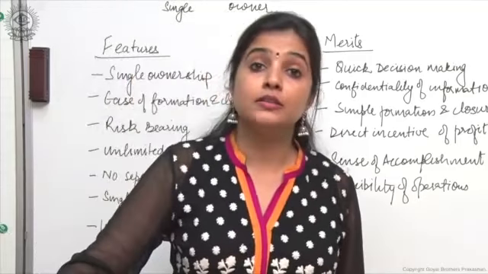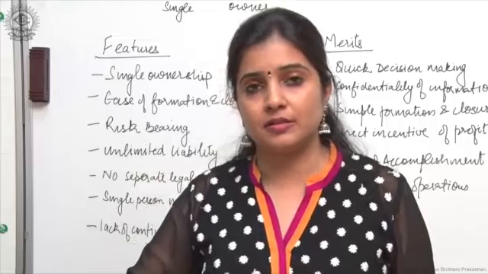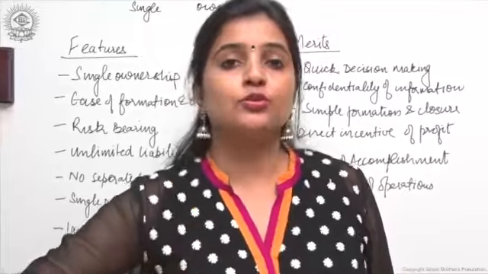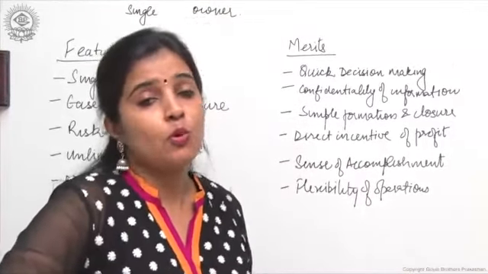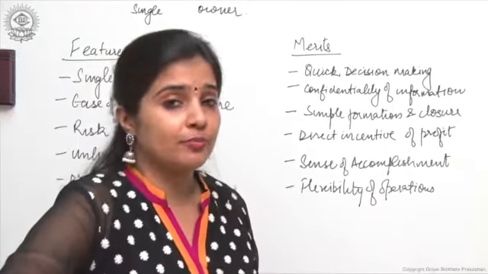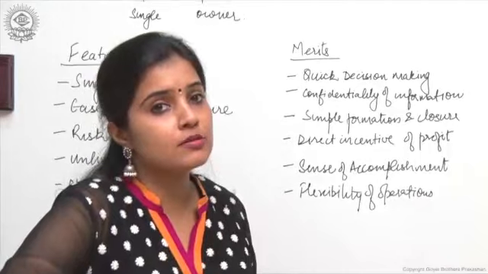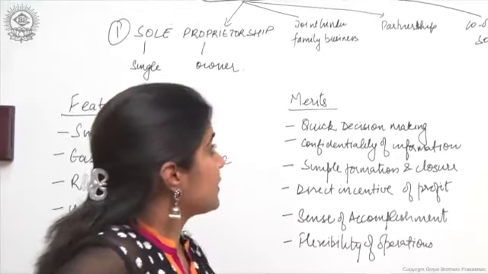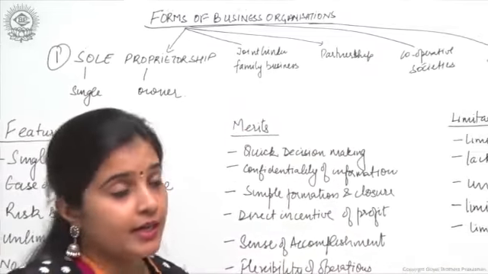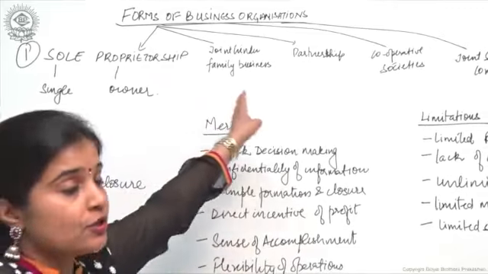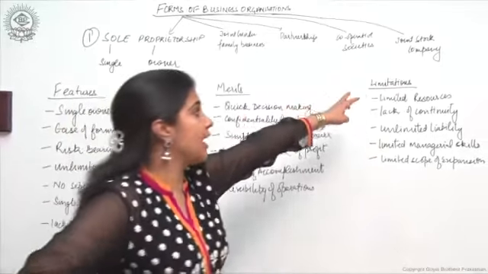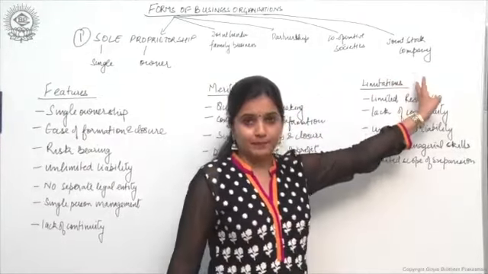Now, after having decided to start a business, the next step for an entrepreneur is to decide on the type of organization he wants to set up to start a business, right? We will be taking the second chapter, that is forms of business organization. Now, there are basically 5 forms in which a business can be organized, right? Namely, sole proprietorship, joint Hindu undivided family business, partnership, cooperative societies, and joint stock company, right?